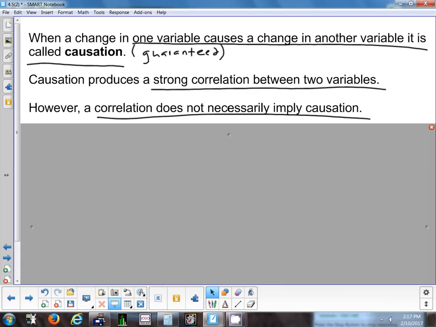So causation is guaranteed. And if things have a causal relationship, then that automatically means there's a correlation. If things are causal, then they're automatically correlated, but not the other way around. Just because there's a correlation, just because there might be a pattern of exercising and weight loss, it's not a causation. It doesn't guarantee.